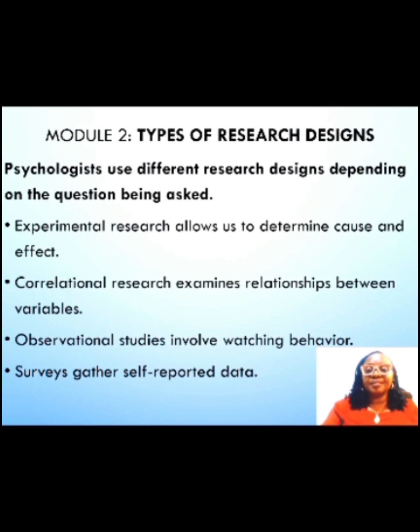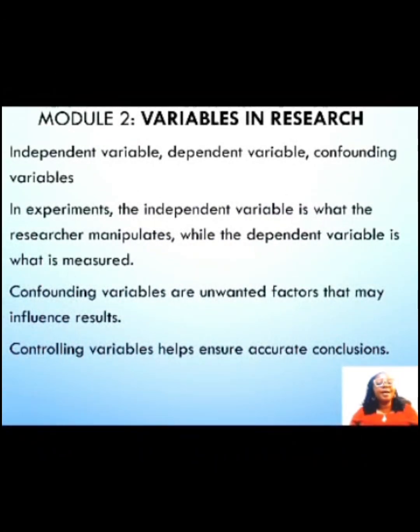In research, that means we look at the independent variable, the dependent variable, confounding variables, and controlling variables. Now, in an experiment, the independent variable is what the researcher manipulates, while the dependent variable is what is measured. Confounding variables are unwanted factors that may influence the results, while controlling variables help to ensure accurate results.